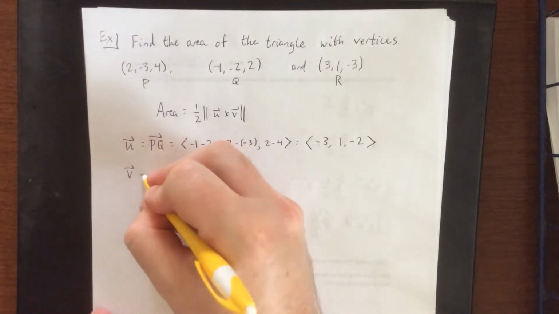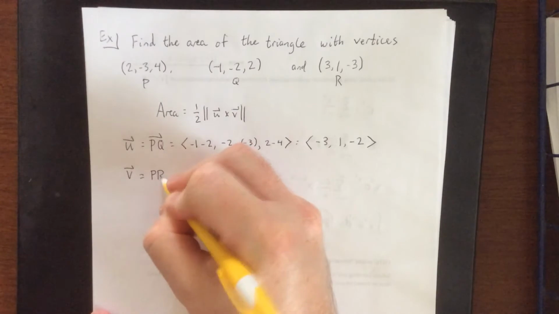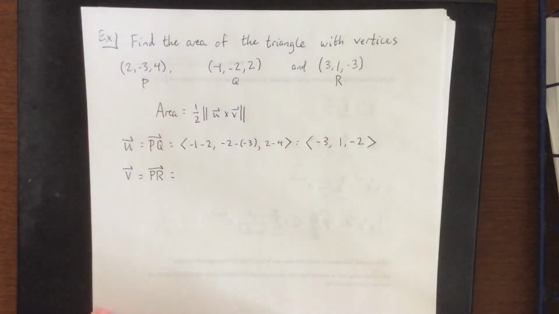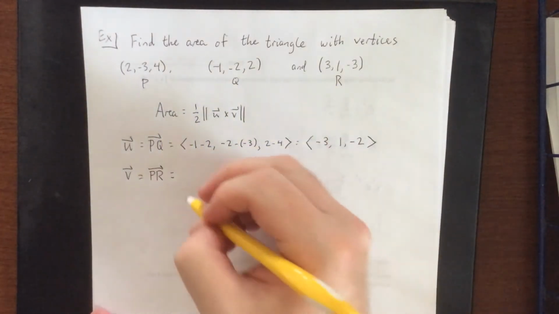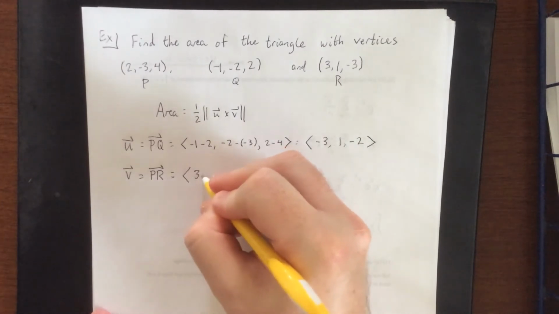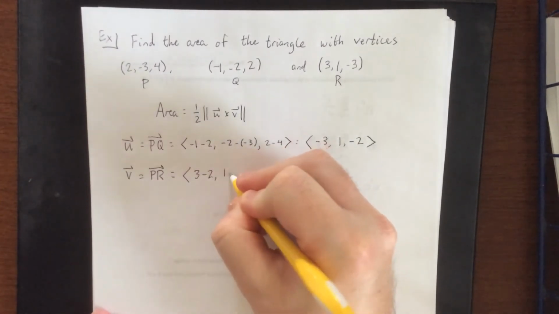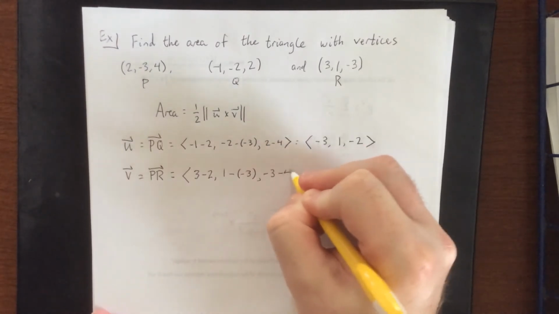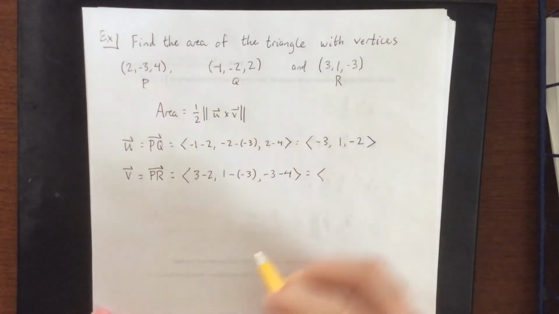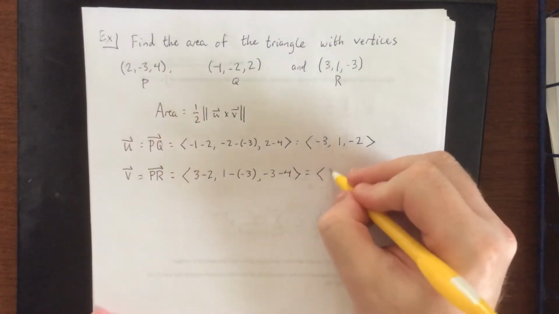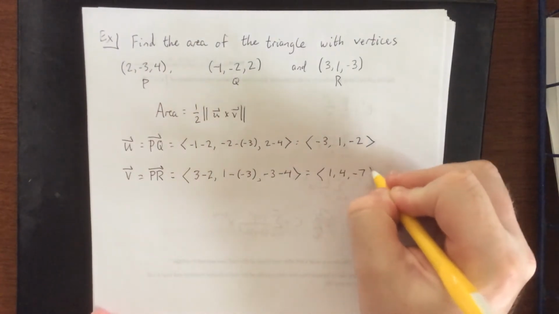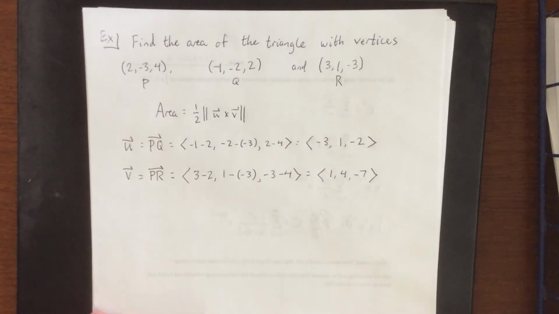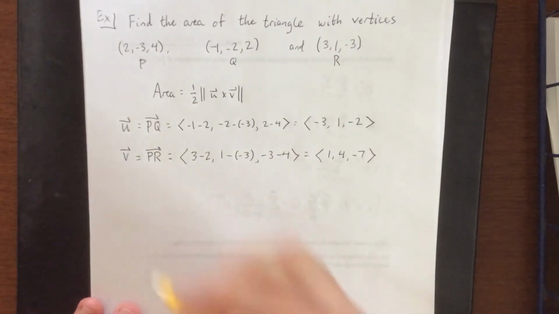For the second vector, we'll do the same thing. We'll use initial point P. This time we'll use terminal point R. So once again, terminal minus initial. For the first coordinate, 3 minus 2. Second coordinate, 1 minus -3. And for the third coordinate, -3 minus 4. Simplifying each of these gives us 1, 4, and -7. I'm going to take the cross product of these 2 vectors and then find the magnitude, take half of that, and that'll be the area of our triangle.